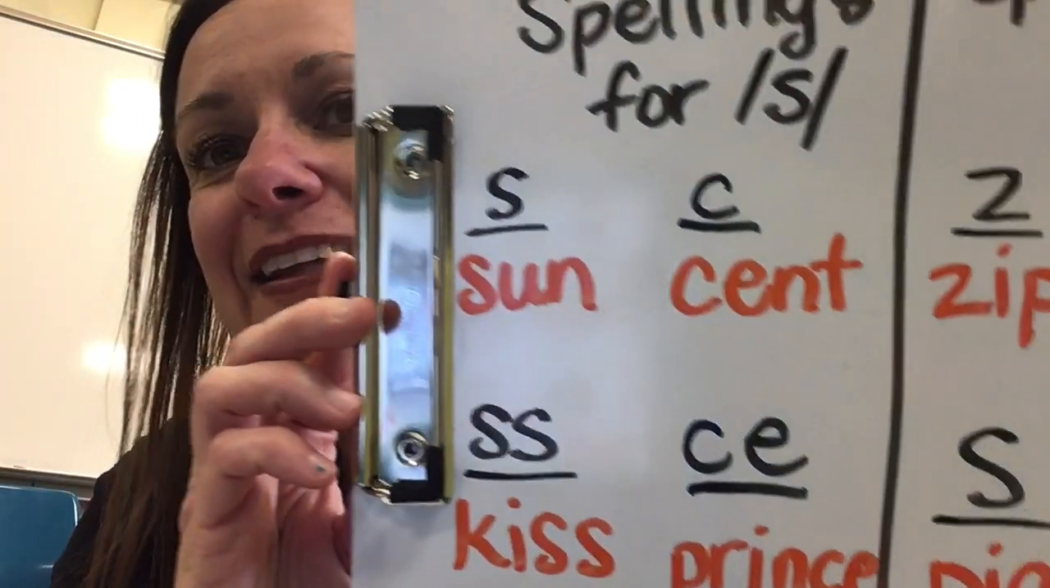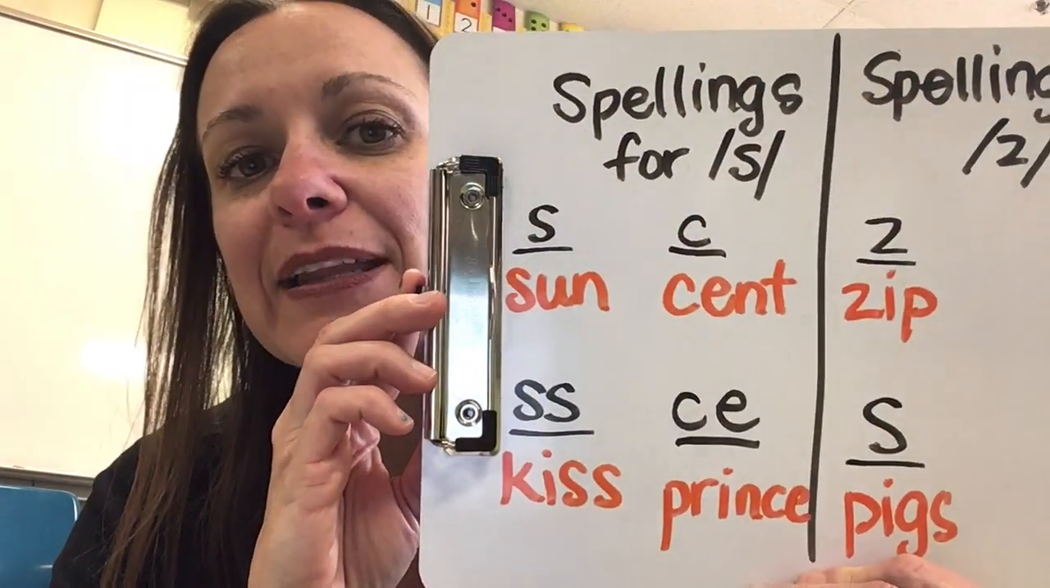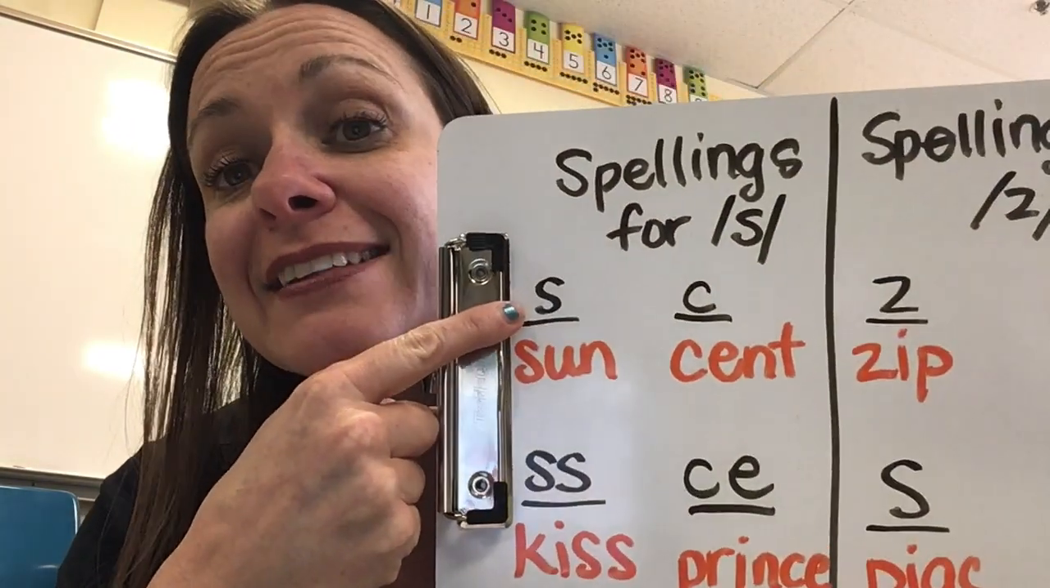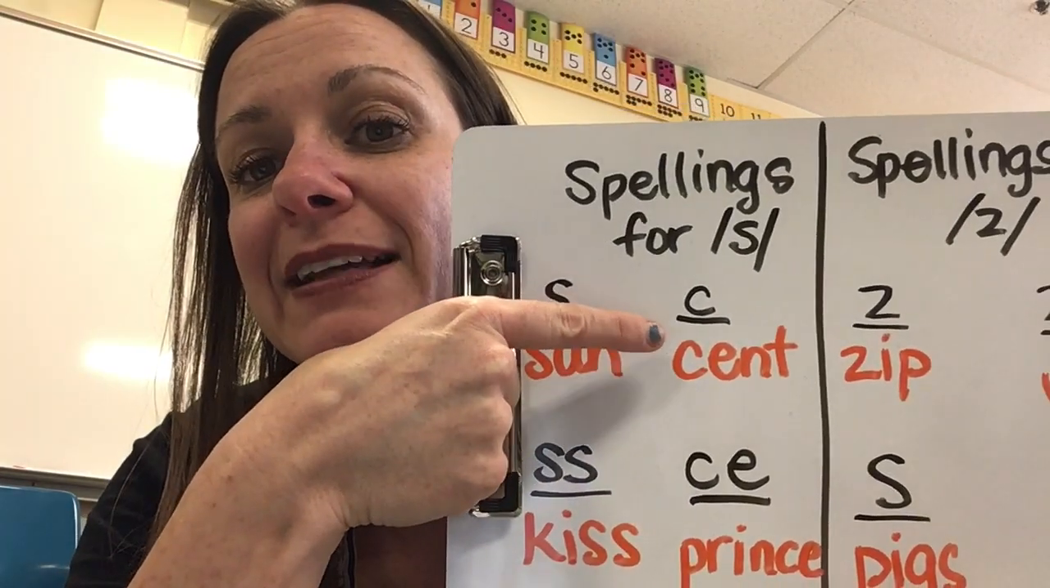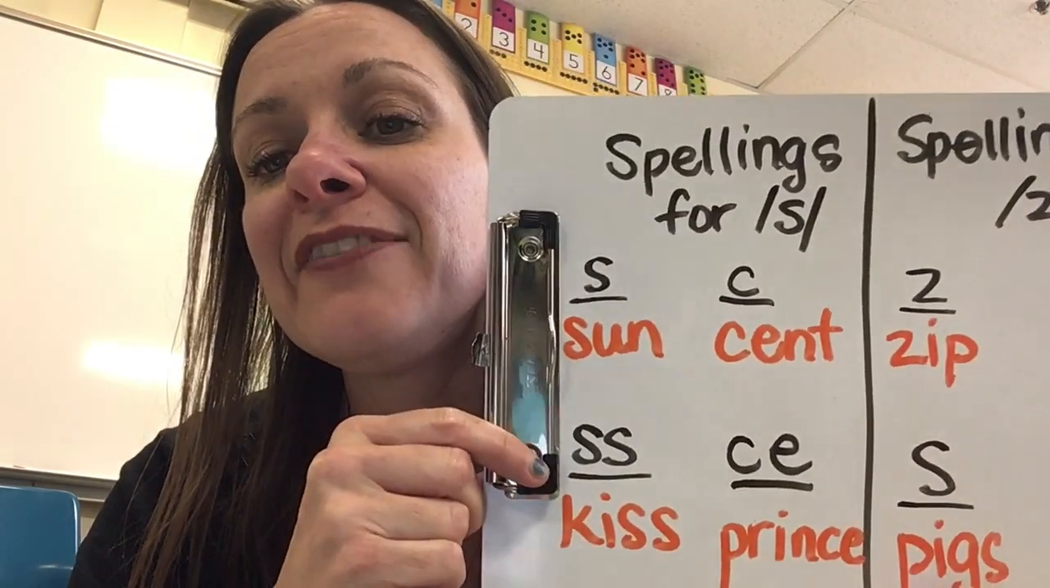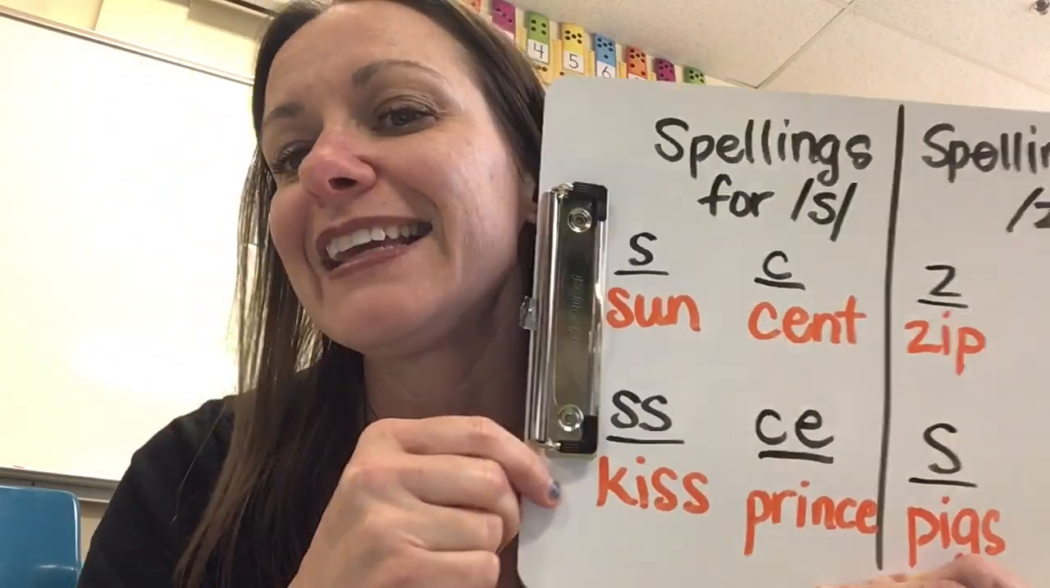This week's words focus on the s sound and the z sound and ways that we spell those sounds. There are 4 ways to make the s sound. Do you remember those 4 ways? Think about them. Here are our spellings for s, which will be our spelling words this week. We have the S that makes the s sound, like in sun. We have the C that makes the s sound, like in scent. We have the SS that makes the s sound, like in kiss.